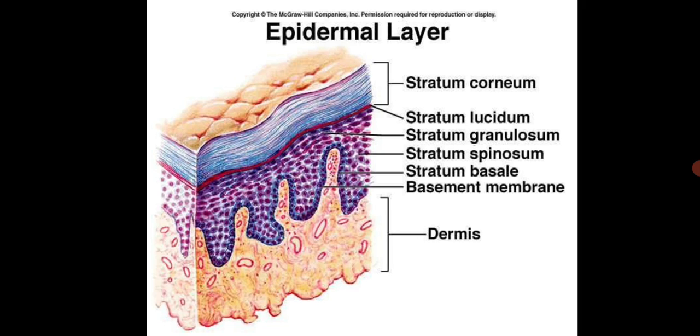The stratum corneum, which contains the corneocytes, is the most outer layer. Those corneocytes are generally dead cells. Next is the stratum lucidum, followed by stratum granulosum, stratum spinosum, stratum basale and the basement membrane. And after the basement membrane, there is the dermis layer, which is the second layer.